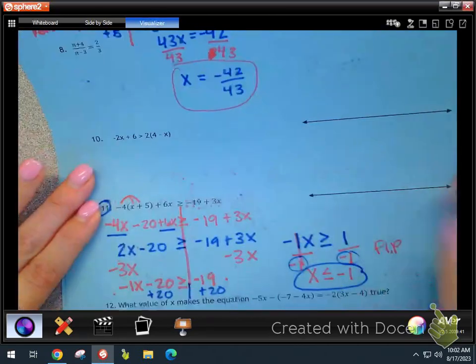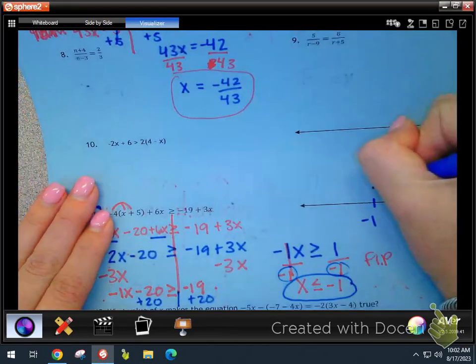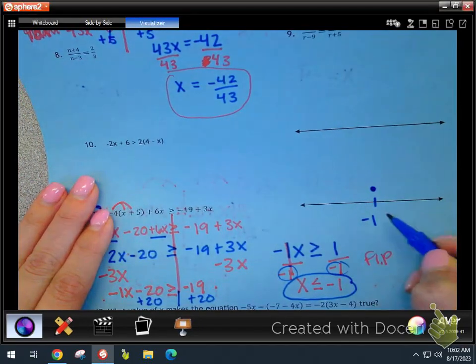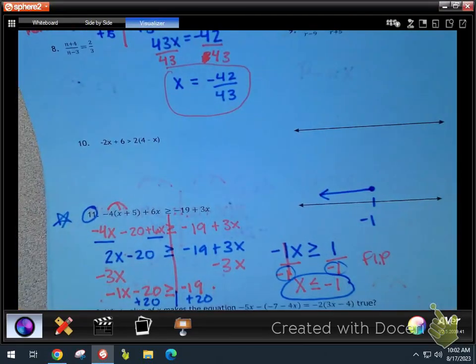Number line it. That's it. Negative 1. It is going to be a closed circle. You are correct. To the left. And it's going to point to the left. Did you flip your sign now?